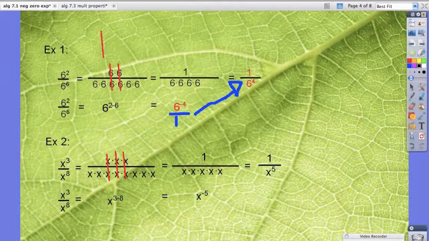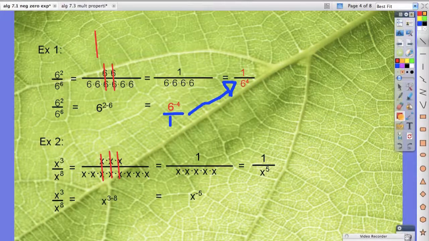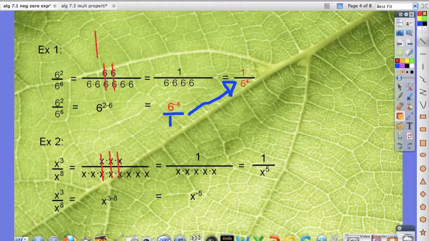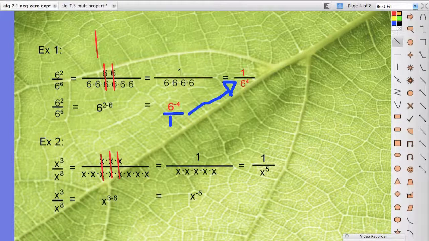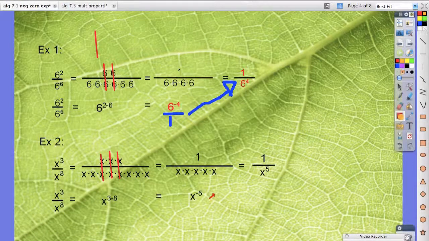Or doing it the faster way, the top minus the bottom exponent, so x to the 3rd minus 8th power is x to the negative 5th, and again, because our x has a negative exponent, we are taking the reciprocal of that x, which is 1 divided by x to the 5th power. So we have two ways of writing it, one with a negative exponent and one without. Both are correct.